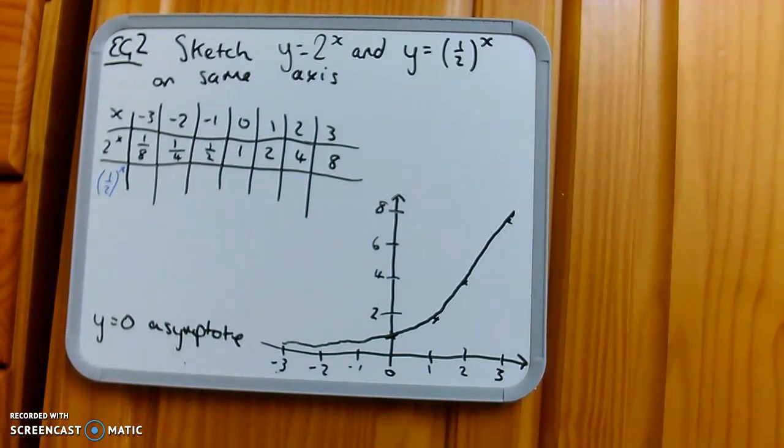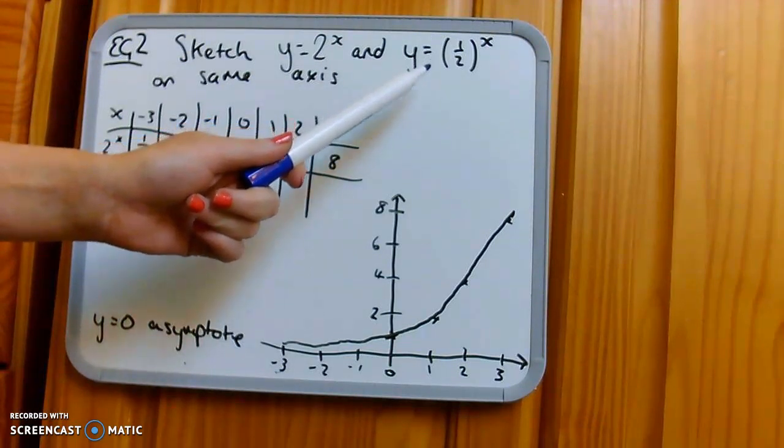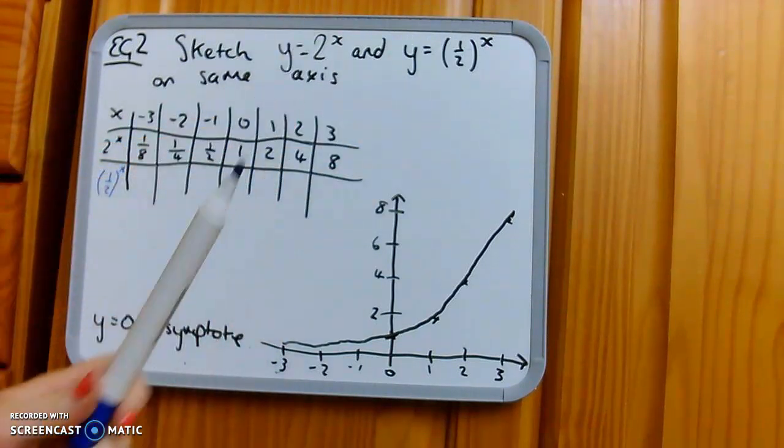Okay, so for this second example, it starts off a similar way to last time. I've done a lot of that work already because it would already have been on the whiteboard, I'm imagining, if I was at school. So we've got sketch y equals 2 to the power of x, and then y equals a half to the power of x on the same axis. Now this is the main thing that we're wanting to focus on for this example, this y equals a half to the power of x.